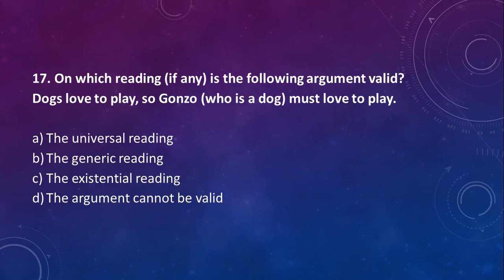Okay. On which reading, if any, is the following argument valid? What reading of "dogs love to play" would make this valid? The universal reading. It's the only one that would make it valid. Because you cannot infer, if you say dogs in general love to play, that Gonzo, who is a dog, loves to play. Yeah? Good.